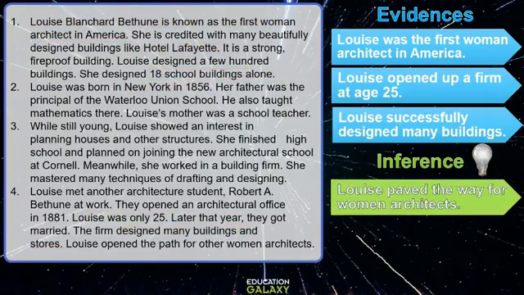The light bulb has gone off. I'm illuminated because the inference is Louise paved the way for women architects. She made it possible for other women architects to be successful and to feel like they can also do it because she was the first woman architect. She opened up a firm at age 25 and she designed many buildings successfully. And so she paved the way, which means she made it possible for other women architects too.